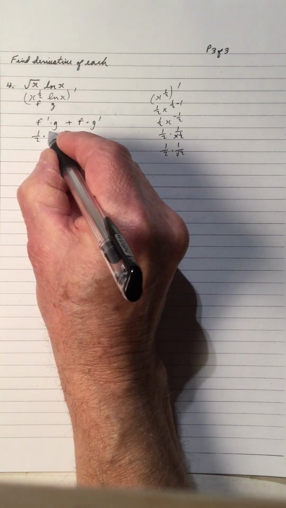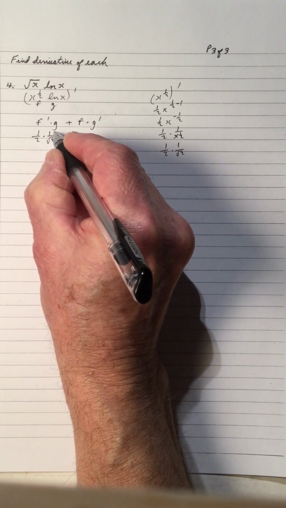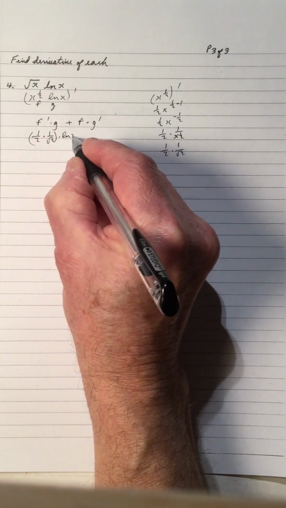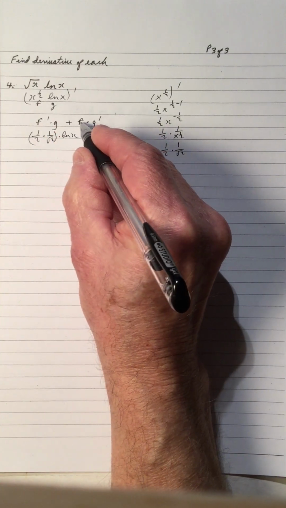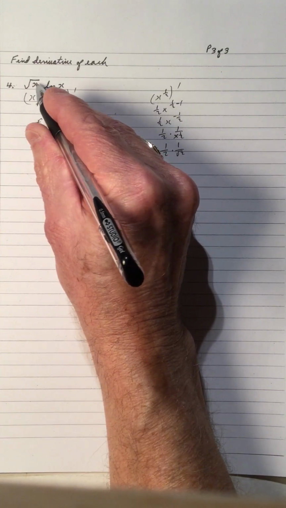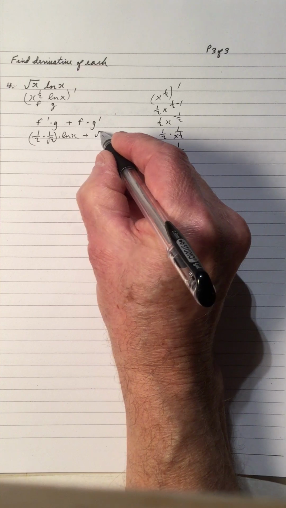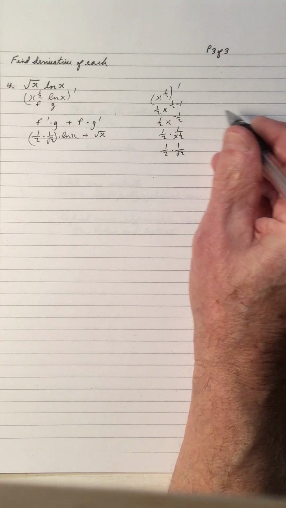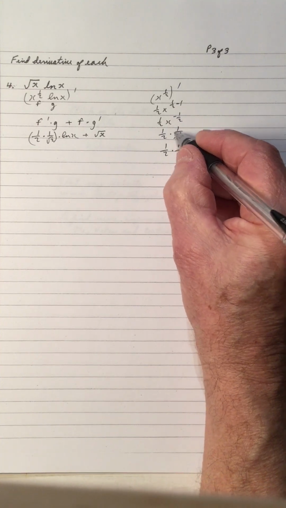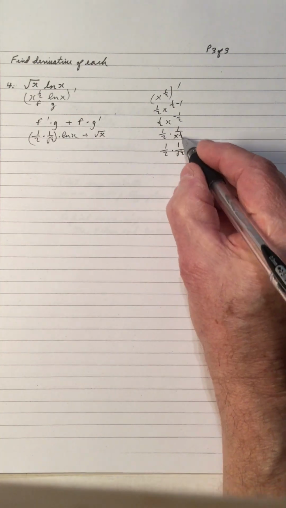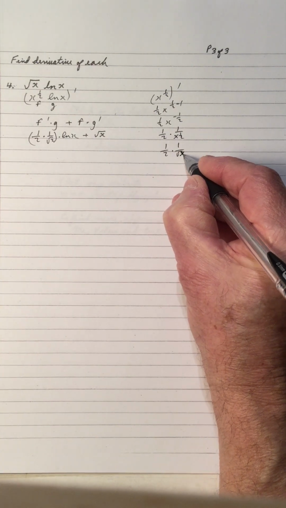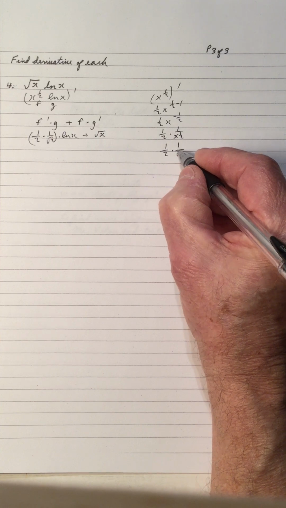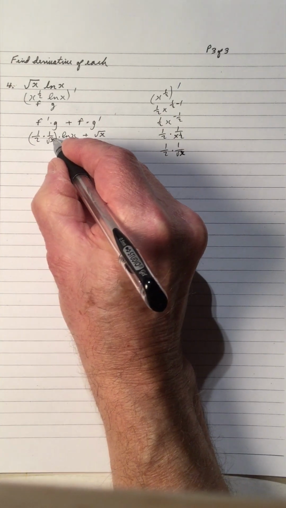1/2 times 1 over, like that, times g is ln x, and we have f is root x. We can leave the root x there if you want. Oh, I just noticed that. I got an x here and a 2 here. And so that's an x. My mistake. This is 1 over x to the half is 1 over root x. So this is root x right here.